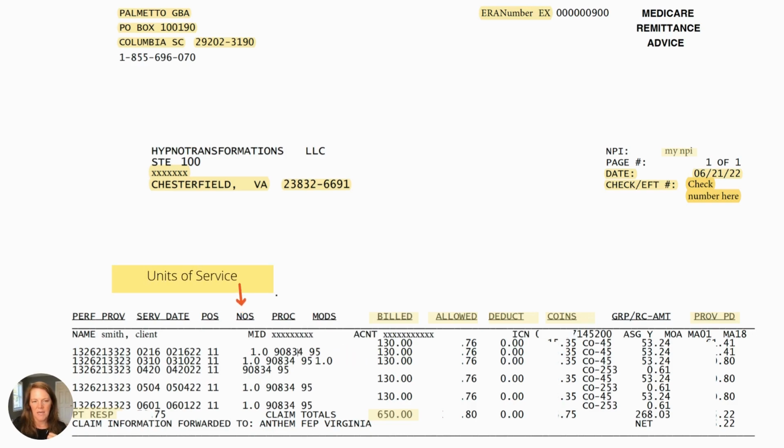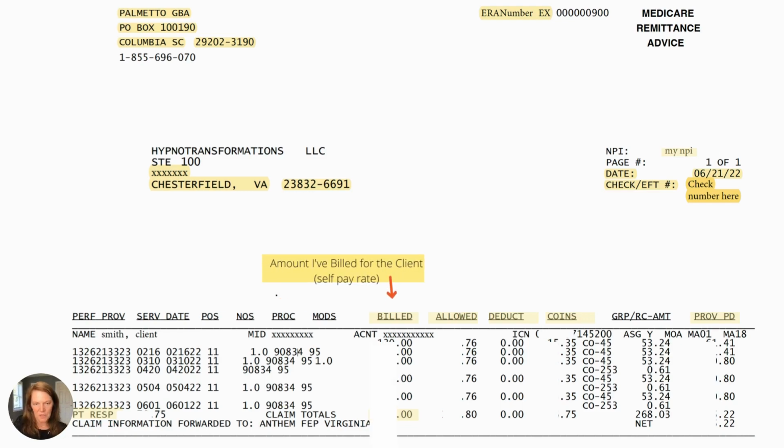So over here, NOS is basically asking the units of service. So it's just one unit of service. The procedure code that I use, 90834, and the modifier, 95. And then this is the amount I billed for the client. And I've blocked this out because we're not supposed to really share our rates publicly, but basically this is the allowed amount that Medicare is going to pay me for the client. So not what I billed, but the allowed or contracted amount that they've agreed to pay me for each 90834 that I do. So that information would usually be right here, and then the total is down here.